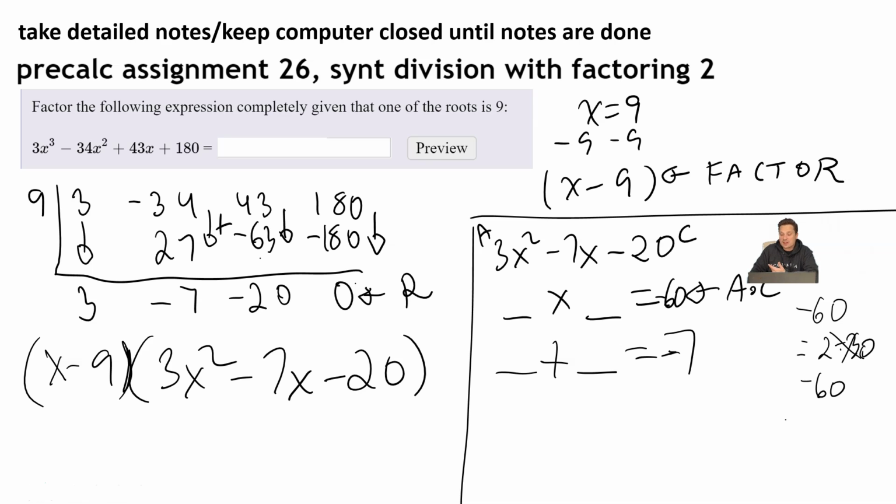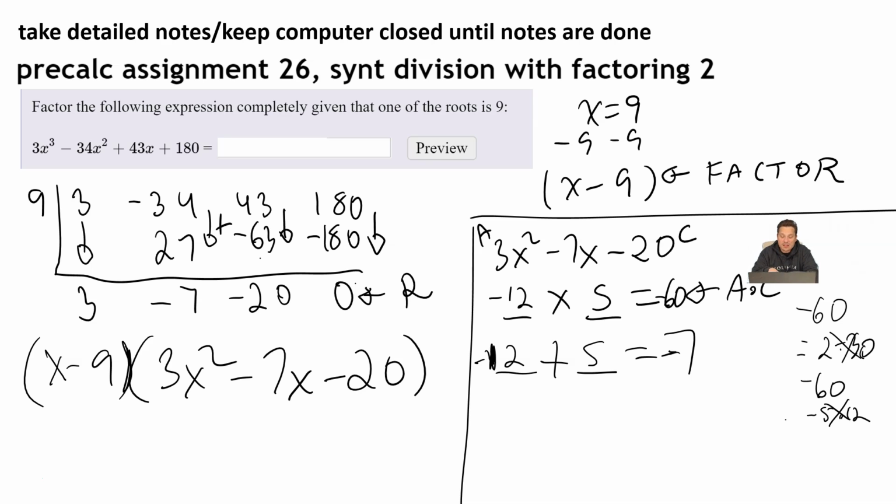Remember, it should be negative 60. So I'm going to try to write it as negative 5 times 12. Let's think about this. Negative 5 times 12 is negative 60, and negative 5 plus 12, however, is not negative 7. So that means this is also no good, but it's close. You just have to switch the signs around. So in other words, it's going to be negative 12 times 5. That's negative 60, and negative 12 plus 5 is negative 7. That also works, you see?